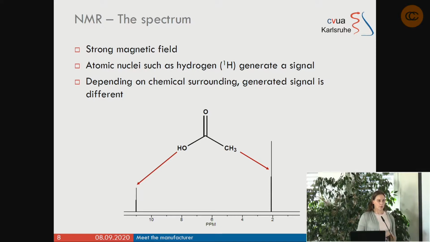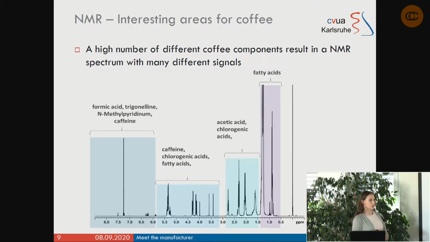If a molecule such as acetic acid is measured with nuclear magnetic resonance spectroscopy, every hydrogen nucleus generates a signal. At this position here, there are 3 hydrogen nuclei, and they are all bound to the same carbon. So they have the same chemical surrounding and produce one signal, which is located here in the NMR spectrum. At this position here, this hydrogen nucleus is not bound on carbon, but on oxygen. So it has a different chemical surrounding and produces another signal, which is located here in the NMR spectrum.